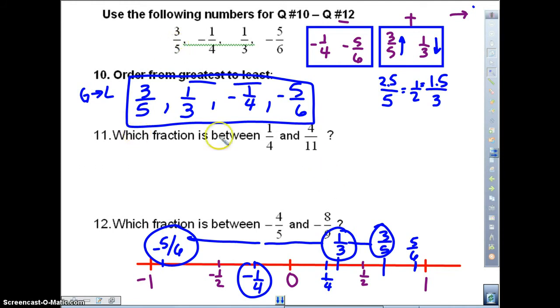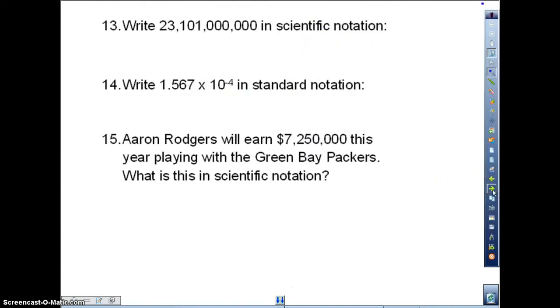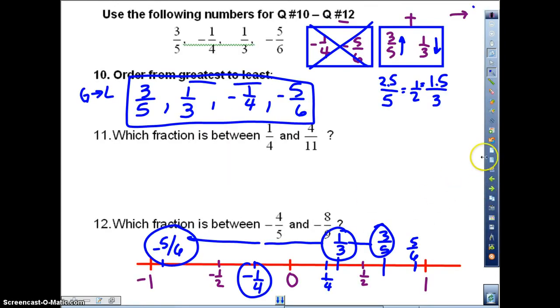Okay, it says which fraction is between 1/4 and 4/11. Well, I know it can't be what? Yeah, it can't be those negatives. So I'm looking at these two numbers, and I want to know which one's between 1/4, which is the same as 0.25, and 4/11.